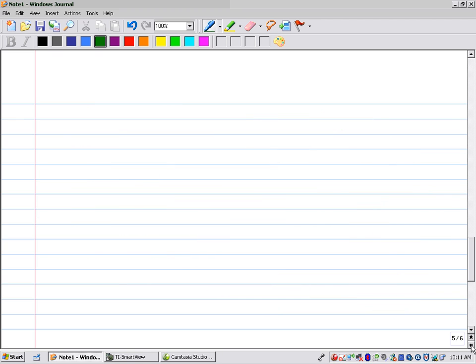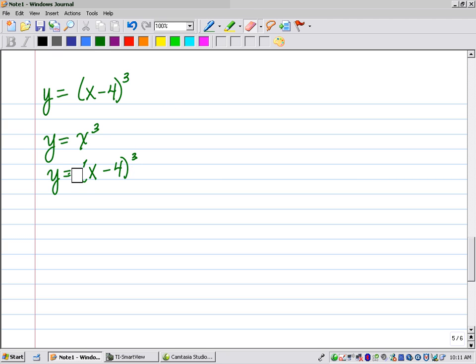So let's talk about this change then. If we have y is equal to x minus 4 cubed, what basic function is changing and how is that basic function changing? Well, the basic function is this cubing, right? Y is equal to x cubed. So how does y is equal to x minus 4 cubed relate to that basic function? Okay, so it's minus 4.